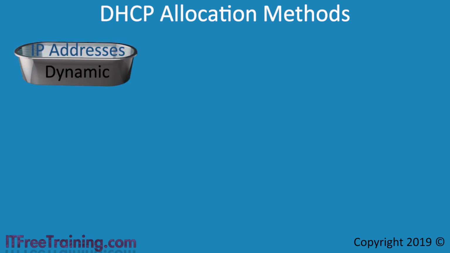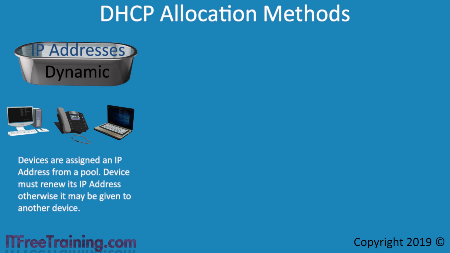The first is dynamic. If you consider that there are a number of devices on the network, these devices can be anything: desktops, phones, laptops, or mobile devices. Any devices that support DHCP, which nowadays includes devices like smart TVs, if you can connect the device to a network, it is more than likely that it supports DHCP.